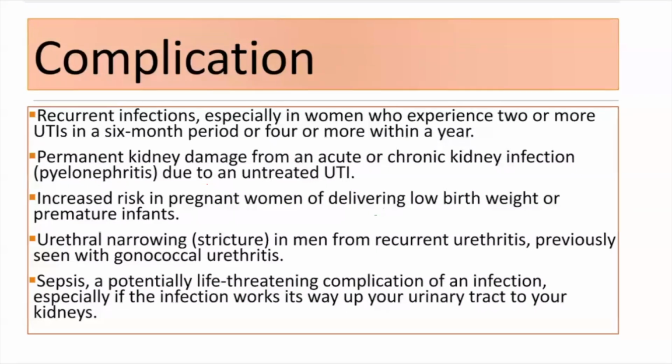There is urethral narrowing and stricture formation due to recurrent urethritis, seen in patients with urethritis due to chlamydial or gonorrhea infection. The other complications are sepsis or perinephric abscess. If the patient is treated but there is no benefit in pyelonephritis cases, perinephric abscess formation or septicemia can occur. These are the complications.